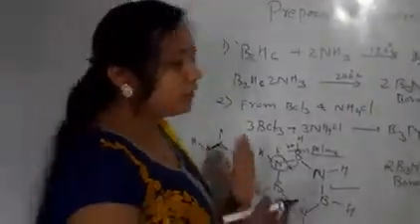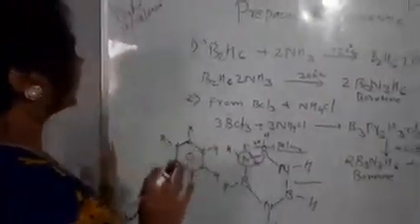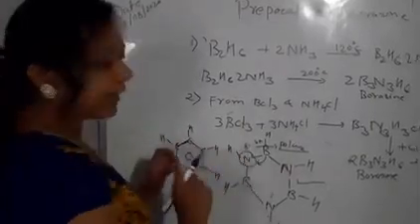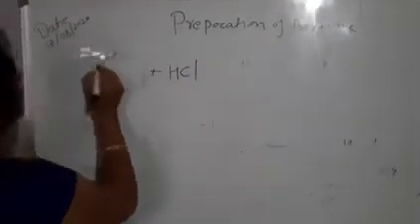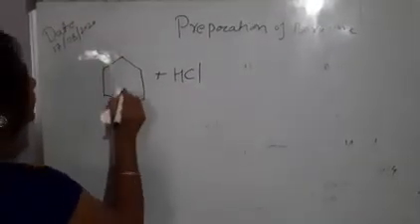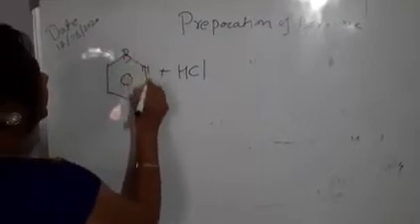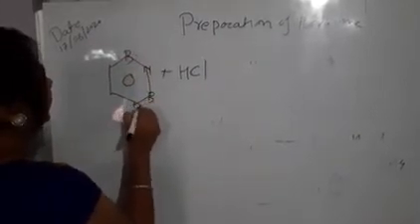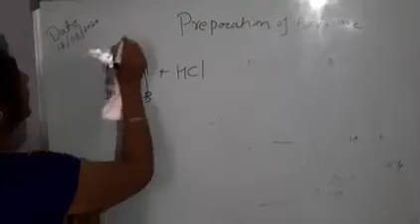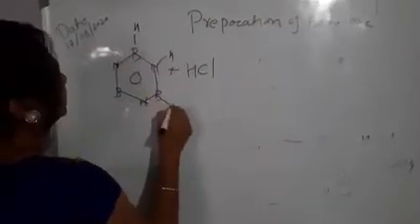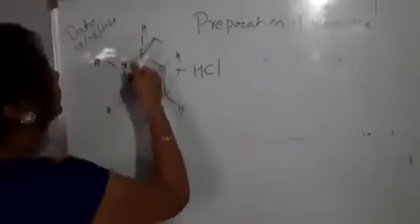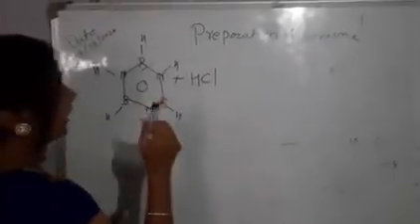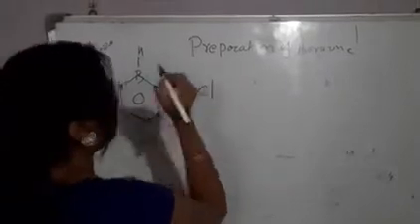So one reaction that we are going to study is when borazine reacts with HCl. So this is borazine. Now I will write it like this: B N B N B N, and there are hydrogens. When we treat it with HCl, what happens? We have to take 3 molecules of HCl.